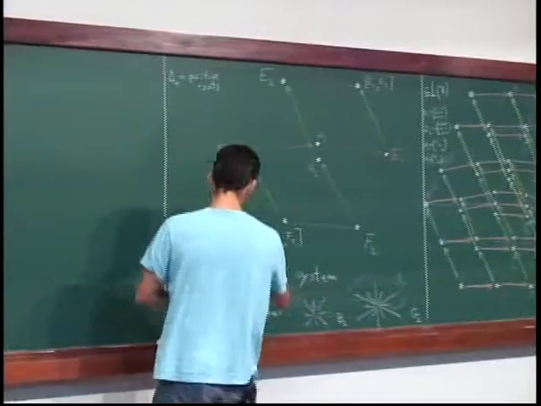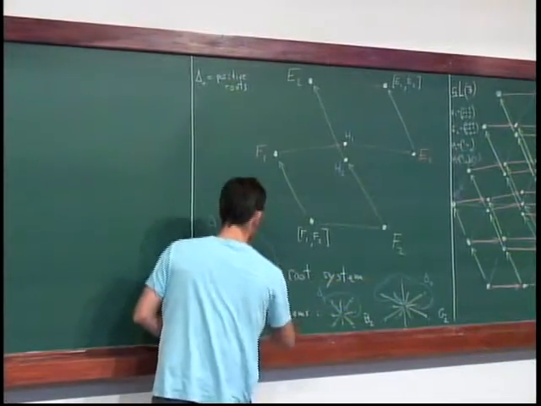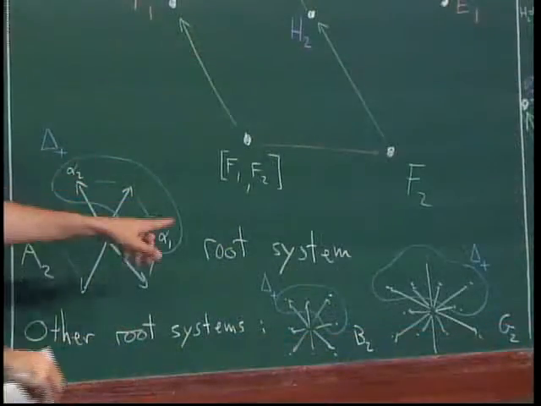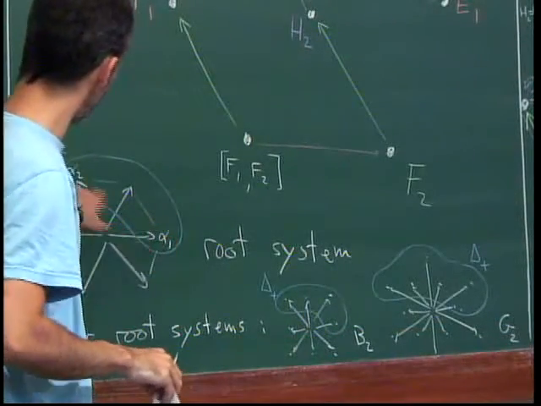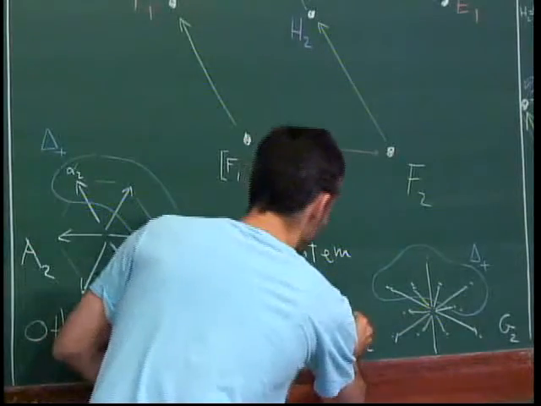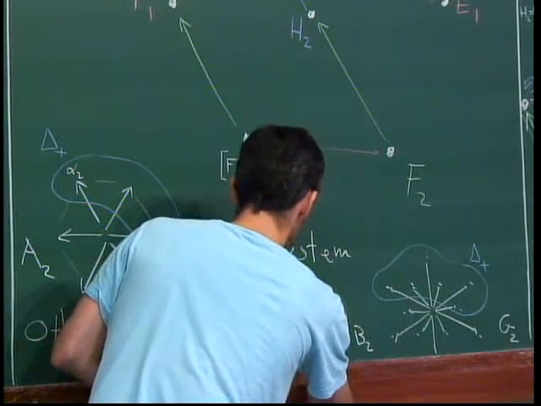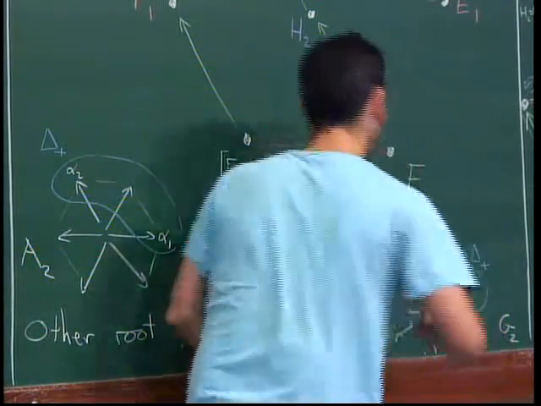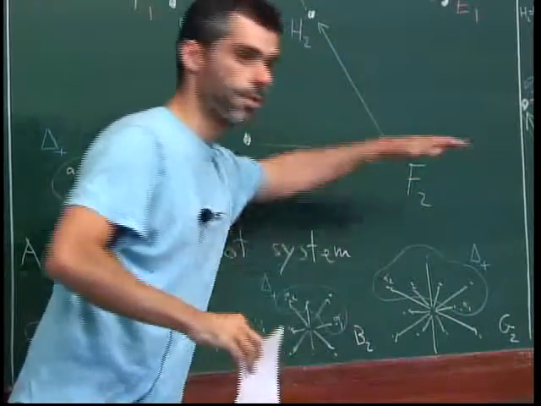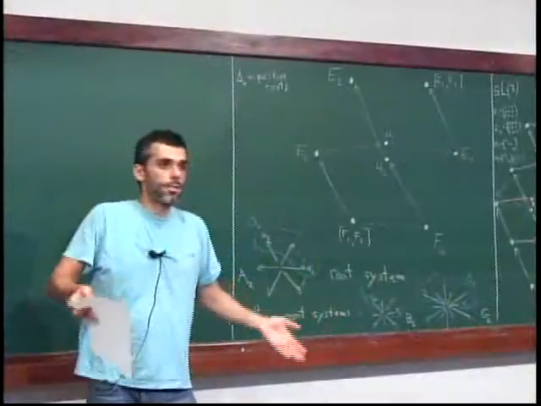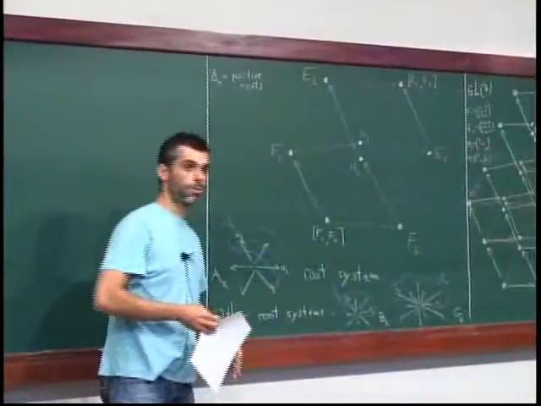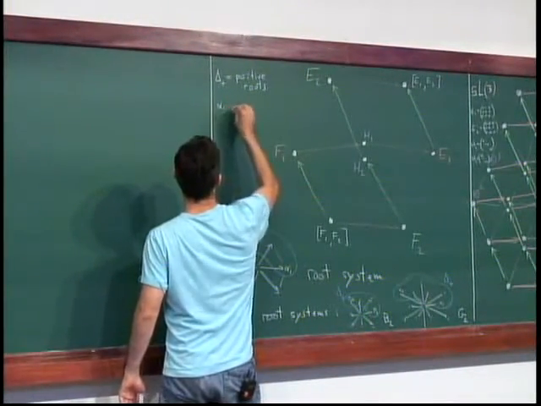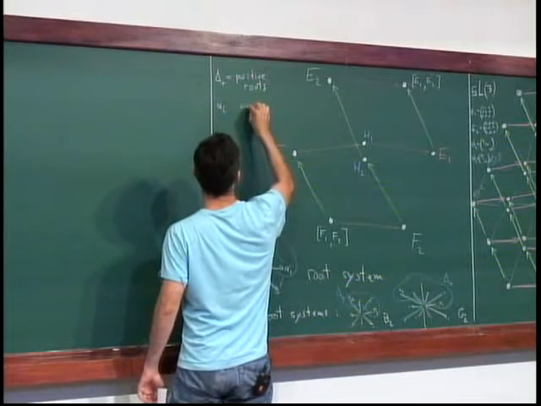So here I would have alpha 1 and alpha 2. These are the simple roots where the elements E1 and E2 live. And here we have alpha 1 here and alpha 2 there. Here alpha 1, alpha 2. And the other positive roots are positive linear combinations of those simple roots. So alpha i are the simple roots.